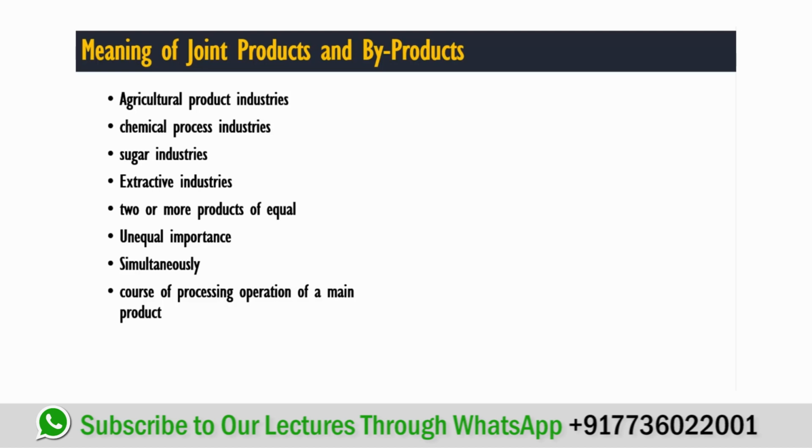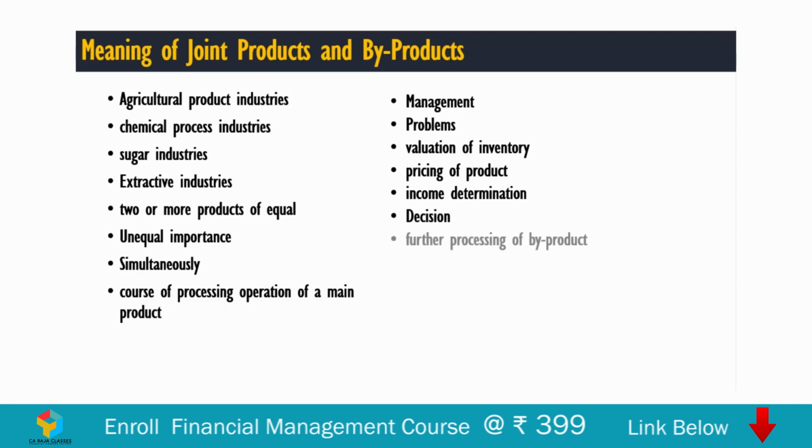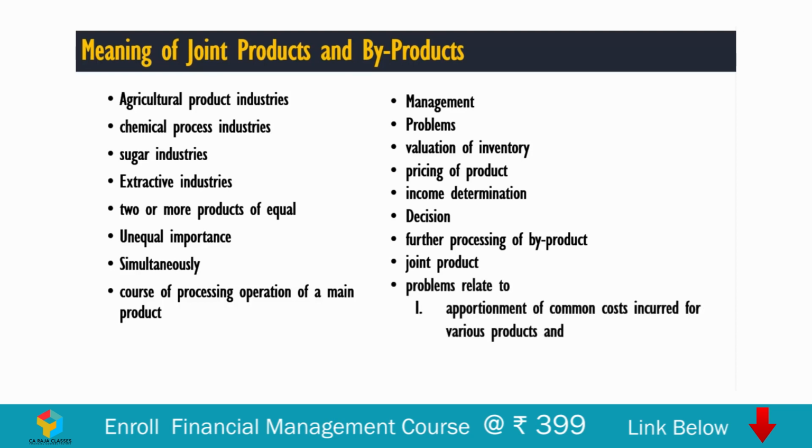product. So in all these industries, the management will be faced with a problem as to how they should value their inventory, how they should price their product, and how income can be determined, and they will have problem in taking decision on matters like whether they should further process their byproduct or joint product after a certain stage. So we can say the problem is actually related to apportioning the common costs which are incurred for various products and aspects other than mere apportionment of cost which are incurred up to the point of separation.